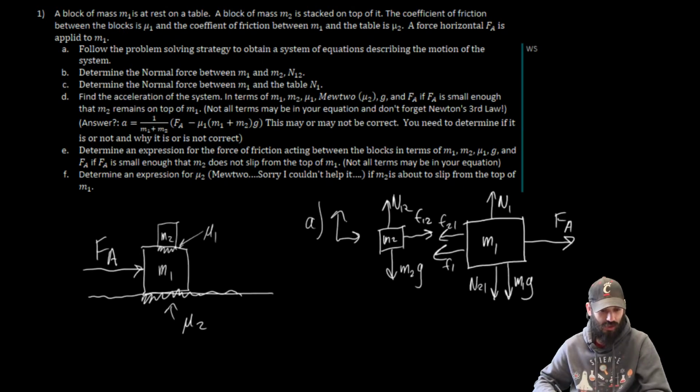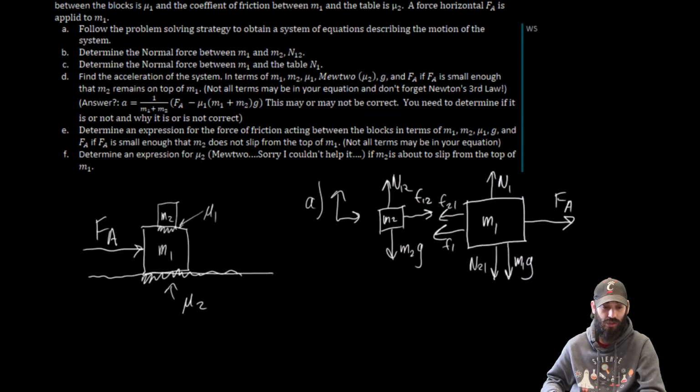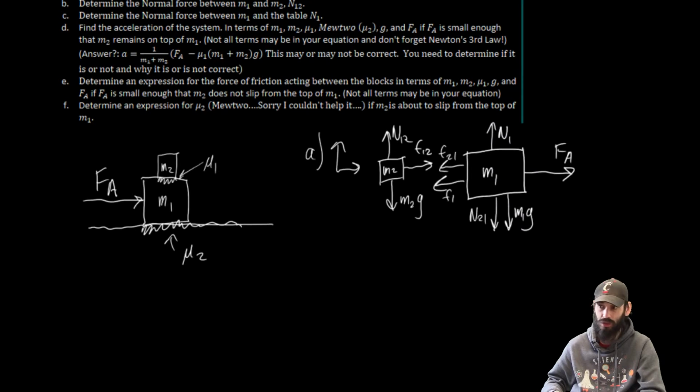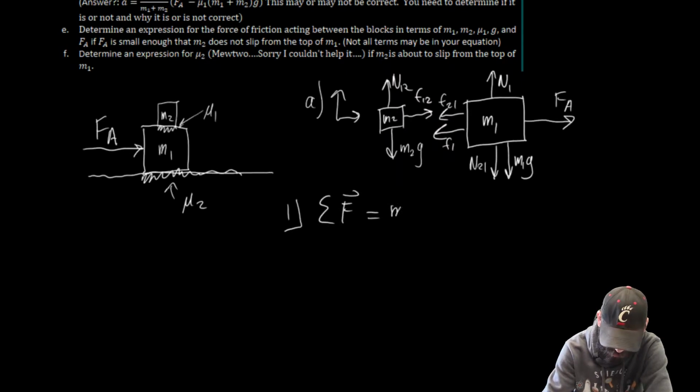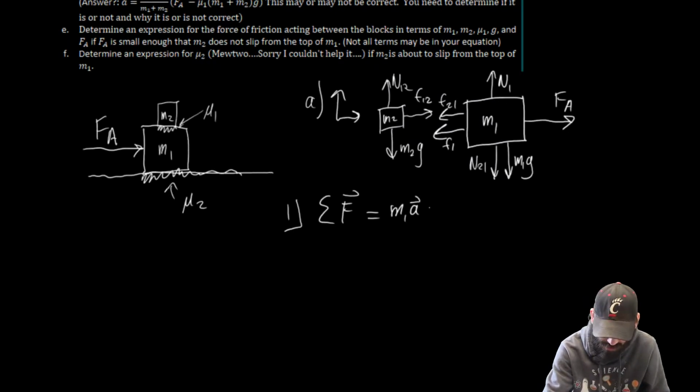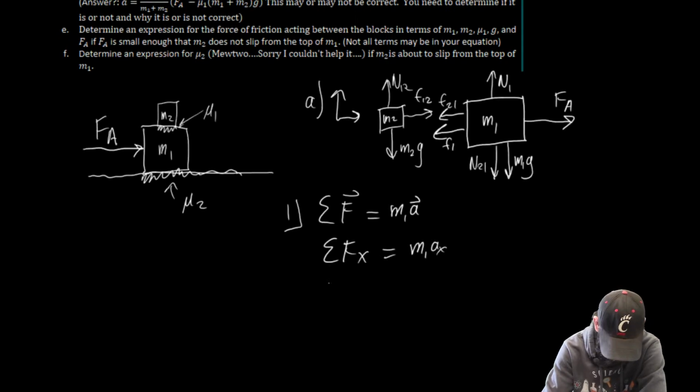So the next thing that we want to do is obtain a system of equations to describe the motion here. And to do that, we're going to break this into two parts. We have the block 1. So we're going to sum our forces. It's going to be equal to M1A. Sorry, that's not a mass vector. It's an acceleration vector. And this means the sum of the forces in the x direction is going to be equal to M1AX. Sum of forces in the y direction is going to be M1AY.